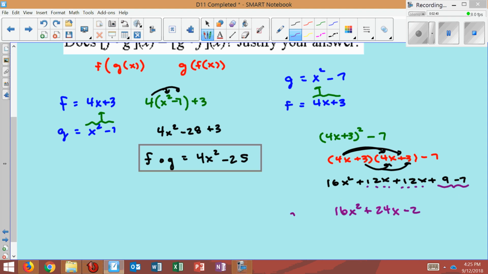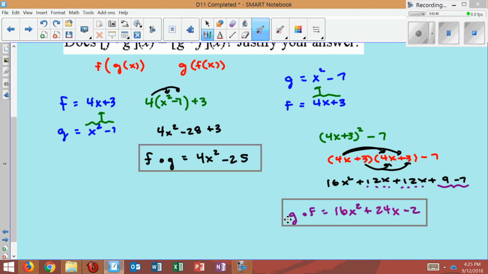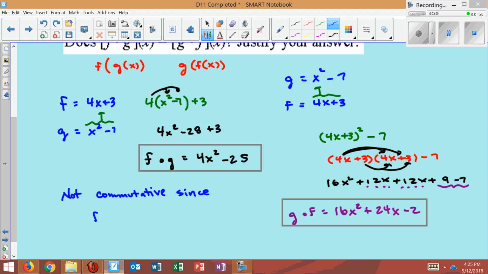And so this would be g of f. Do these equal each other? They do not. They're different. So since they are different, these are not commutative. These are not commutative since f of g does not equal g of f.